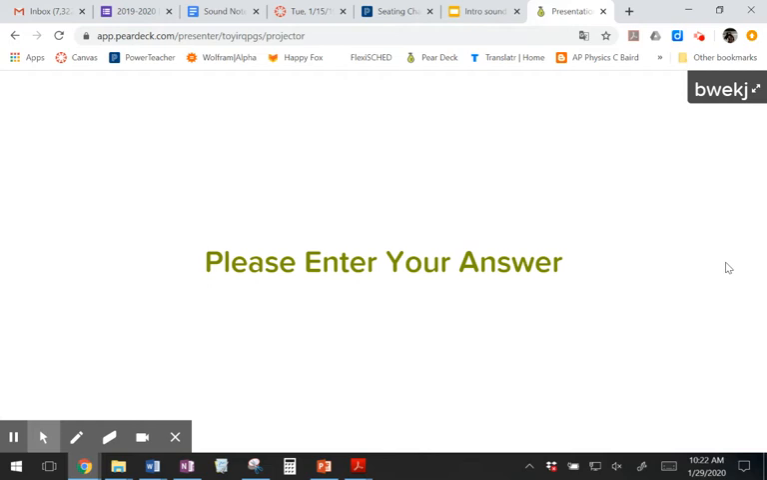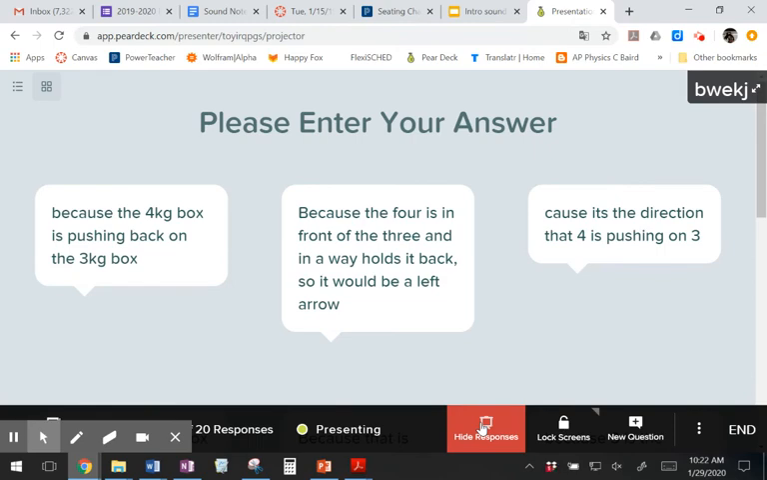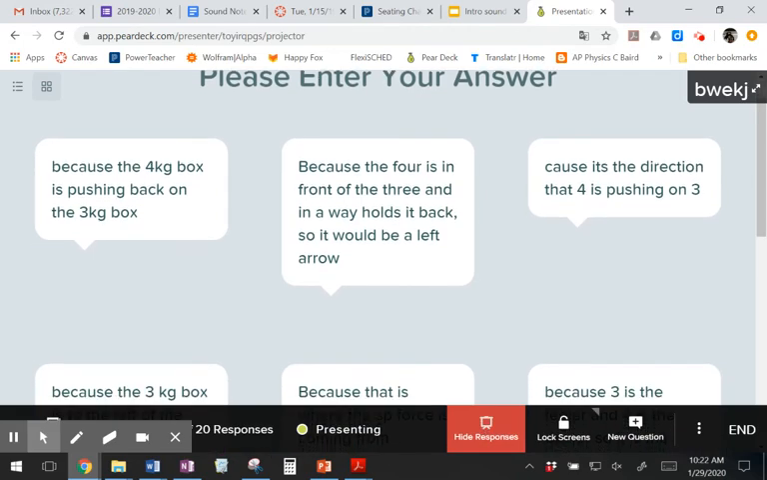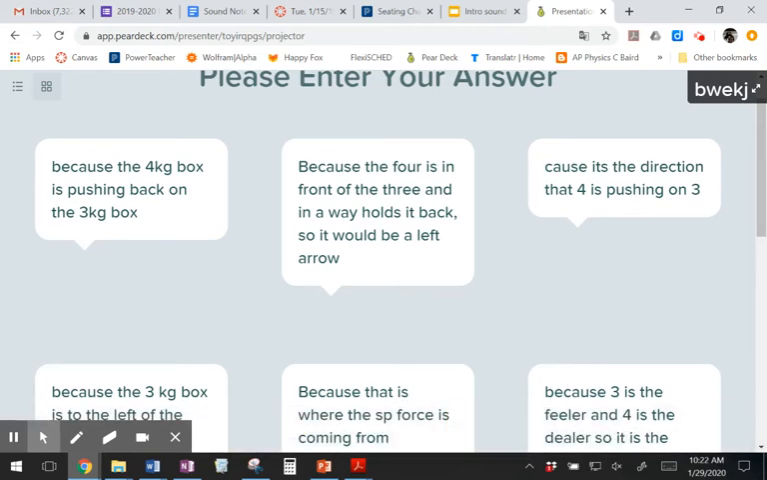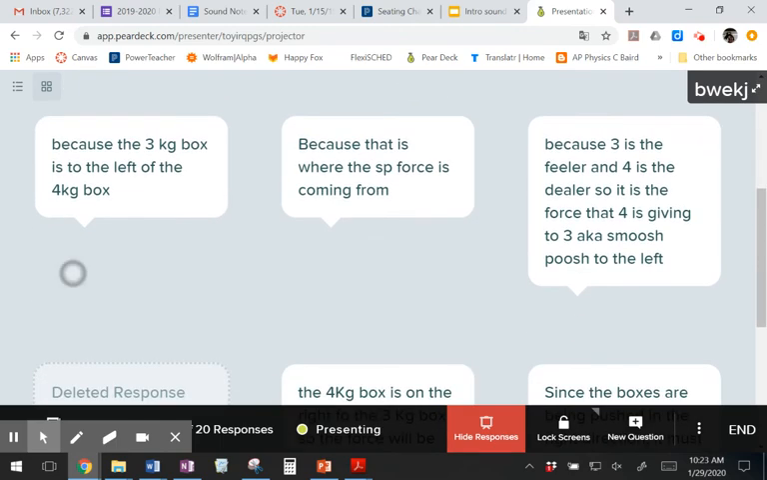All right, so here's what our friends are saying on the internet. Because the 4 kilogram box is pushing back on the 3 kilogram box. Because the 4 is in front of the 3, and in a way, it holds it back, so it would be a left arrow. So, you can kind of think about it that way. Like, what is life like for this 3 kilogram box? Is it made easier or made harder because this 4 kilogram is out in front of it? Yeah? It's the direction that the 4 is pushing on 3. 3 kilogram box is to the left of the 4 kilogram box.